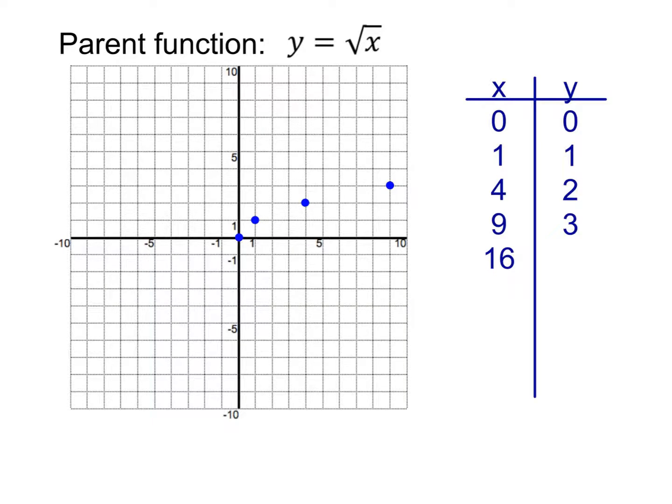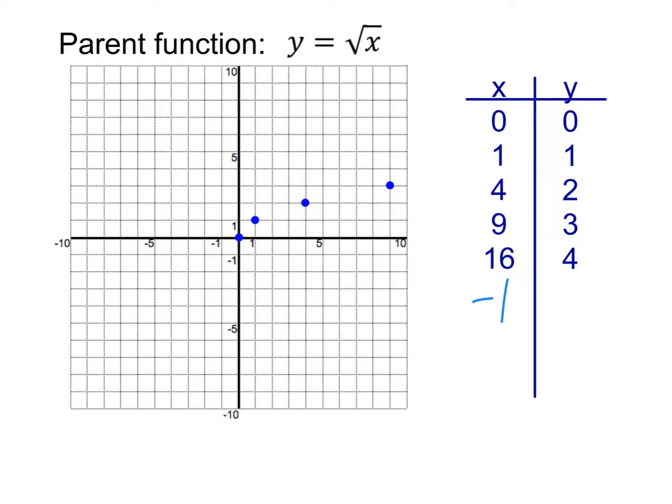16. Okay, so if I did 16, the square root of 16 is 4. The point (16, 4), though, is off my graphing grid, so I'm not going to worry about plotting that. All right, so I've gone as far as I can to the right. What about to the left? What if x was negative 1? What's the square root of negative 1?